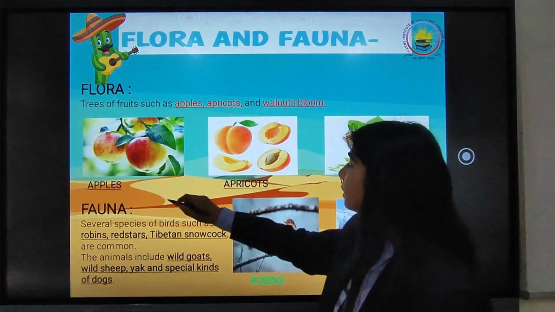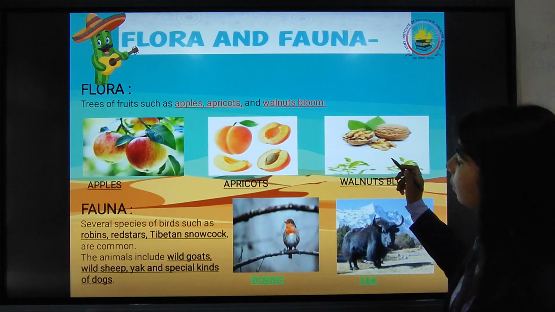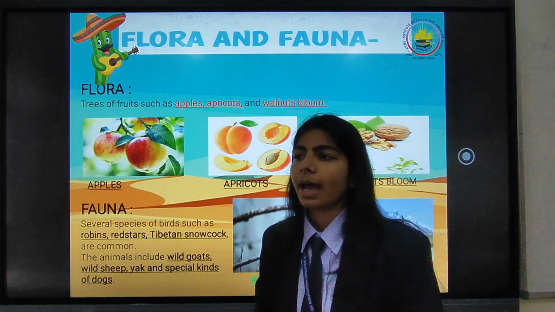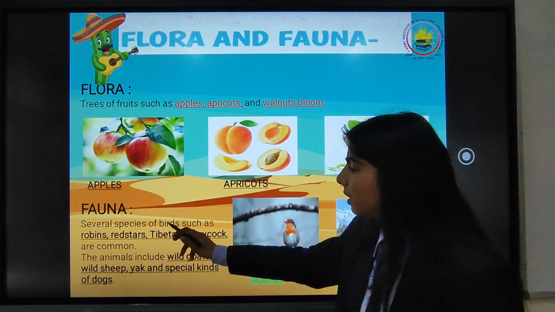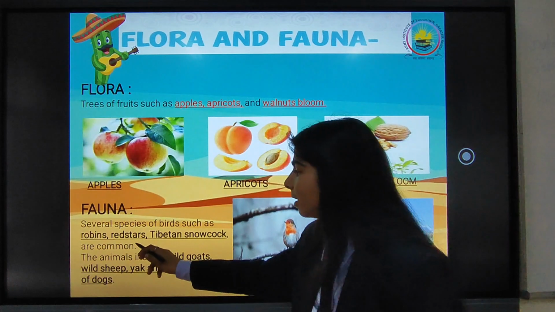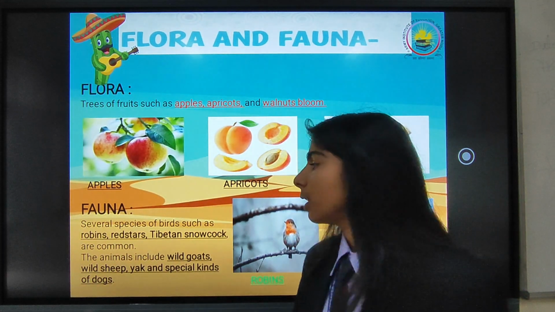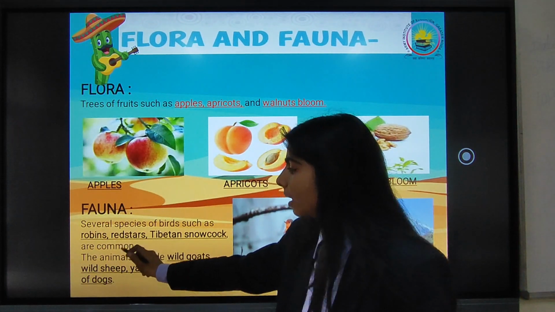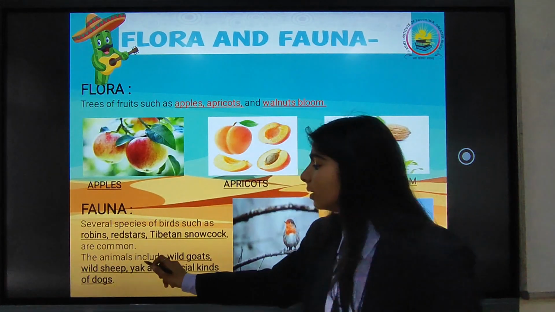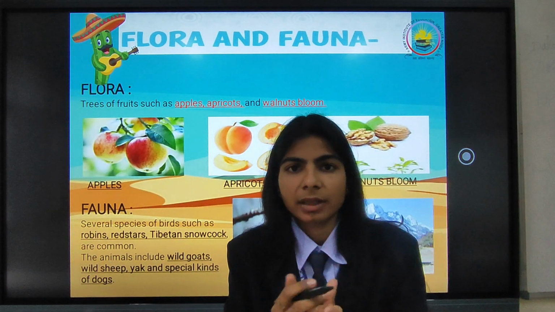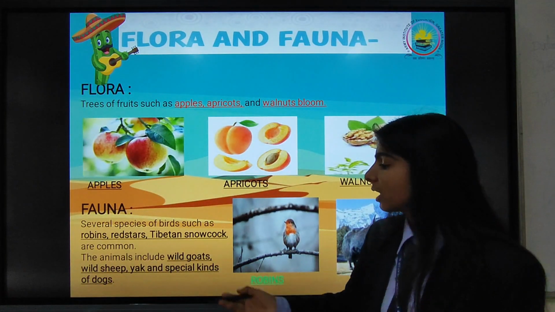This is the image of apples, apricots, and this is walnut. Now fauna. Fauna are the birds and animals found there. Several species of birds such as robins, redstart, and Tibetan snowcock are common. The animals include wild goats, wild sheep, yak and a special kind of ducks.